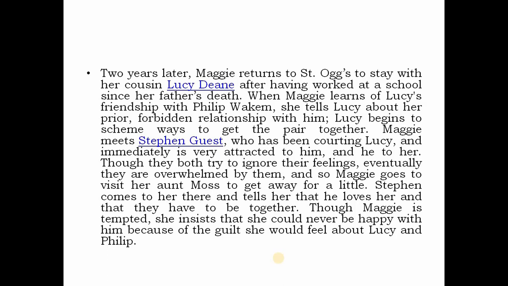Now there's another complication. Maggie comes to know that Lucy and Philip Wakem are in an affair with each other, and Philip had already proposed to Maggie as well. But here Maggie learns that Lucy is in friendship with Philip Wakem. She tells Lucy about her prior forbidden relationship with him. So here she reveals a past story to her cousin as well.